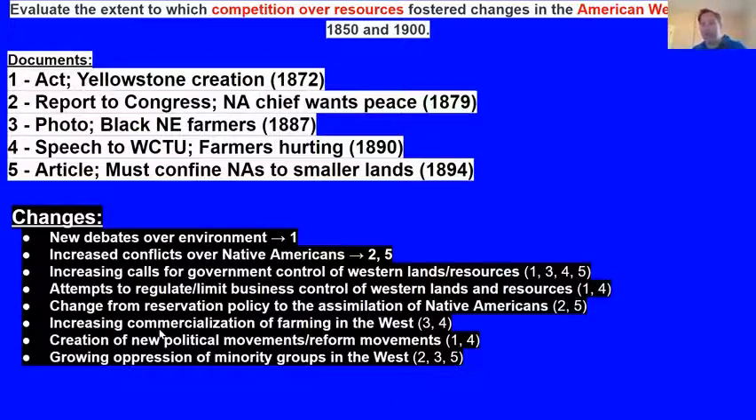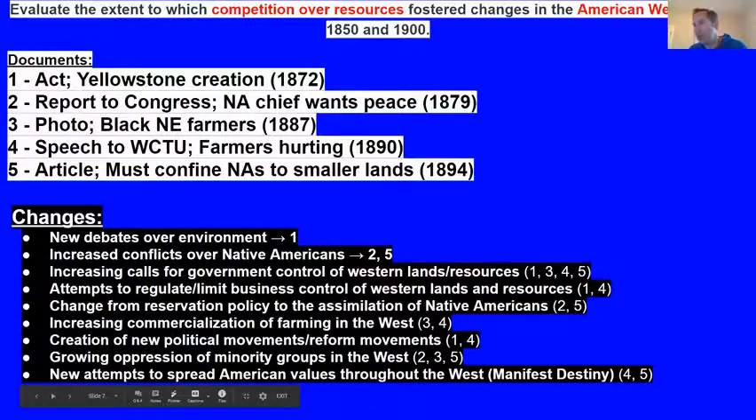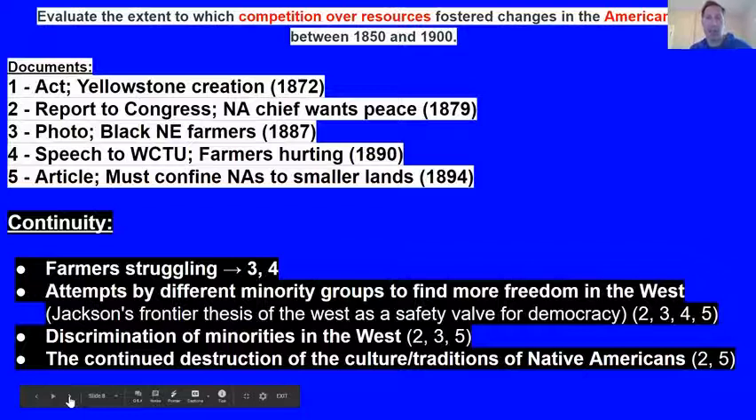And then I even had some people talk about oppression of minorities and even women gaining more rights, because women had more rights on the farm because they're working side by side with men, and they're becoming involved in some of these reform movements like we see with Mary Lease and the temperance movement. Attempts to spread American values, like the ideas of manifest destiny and converting people to American and Western values, was also something that could be a change. So those are tons of changes there.